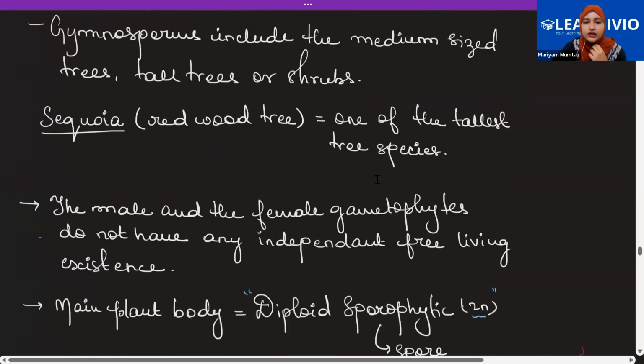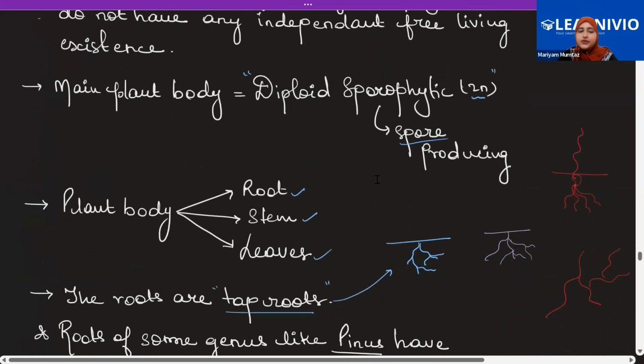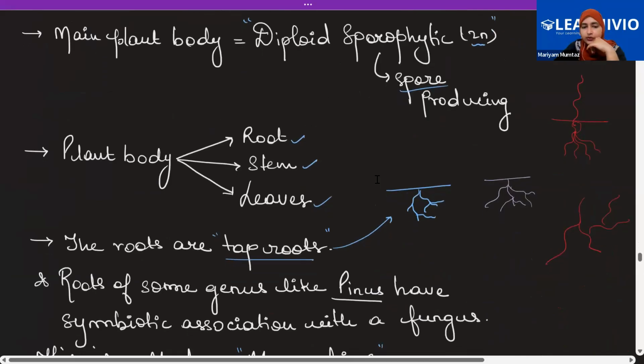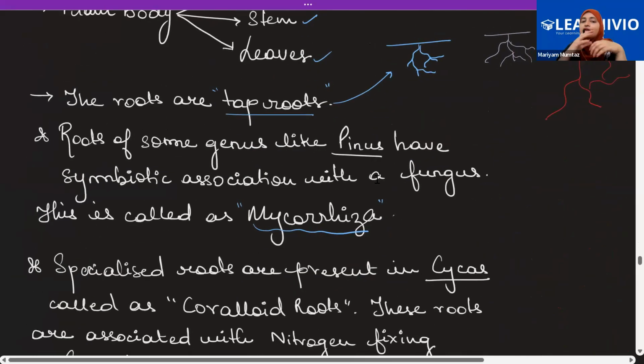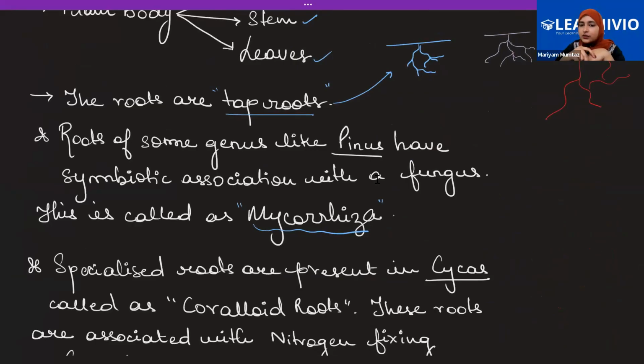Okay, so we saw how in the case of gymnosperms, there are tap roots, right? And the roots have branches. We also saw that the roots of the gymnosperm form a symbiotic association with fungus. And that symbiotic association is called mycorrhiza.